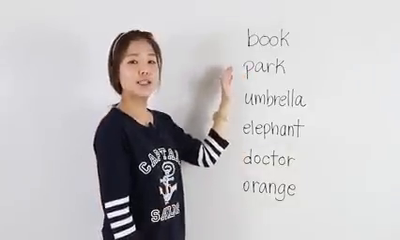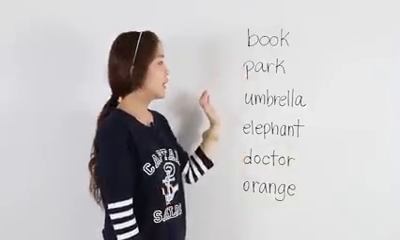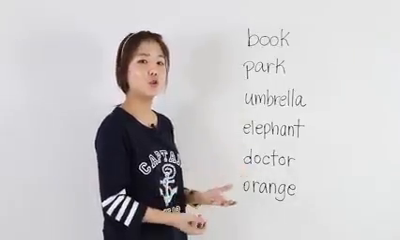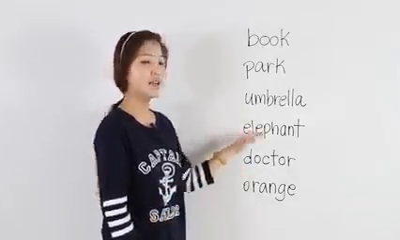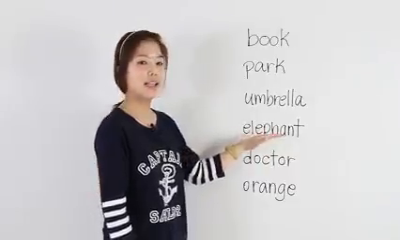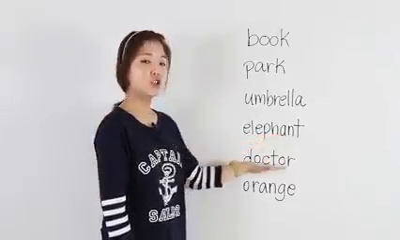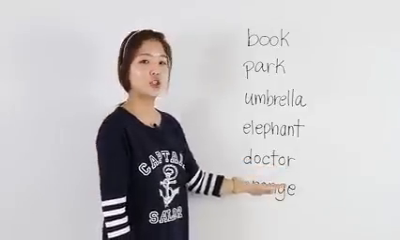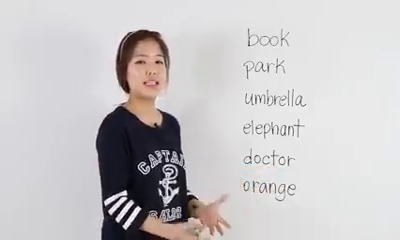Park is a place. It's a place we go. Umbrella is a thing, right? Umbrella is a thing that we use when it's raining. Elephant is an animal. Doctor is a person. And orange is a thing that we eat.